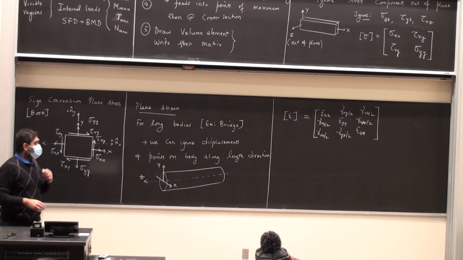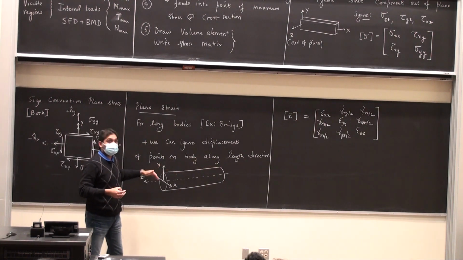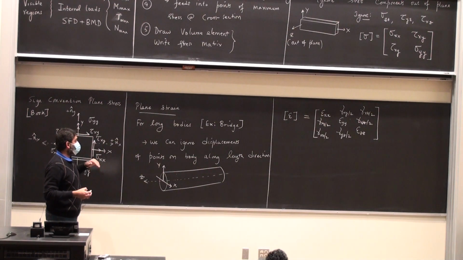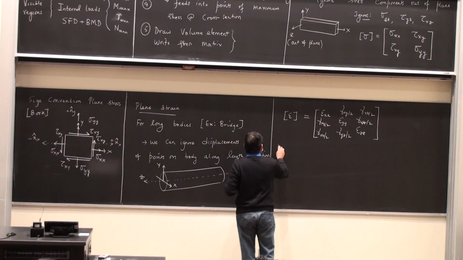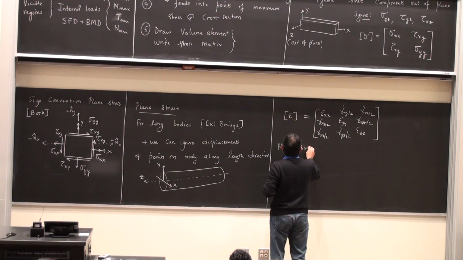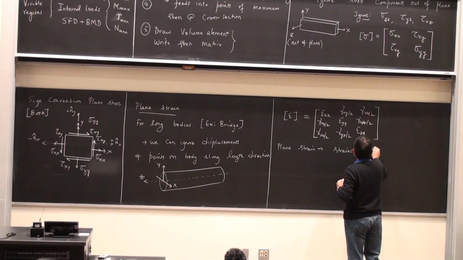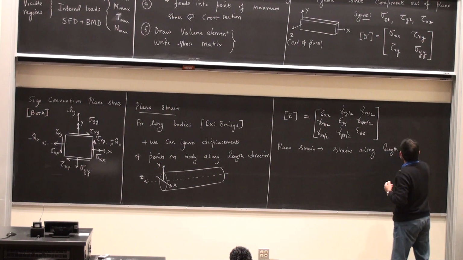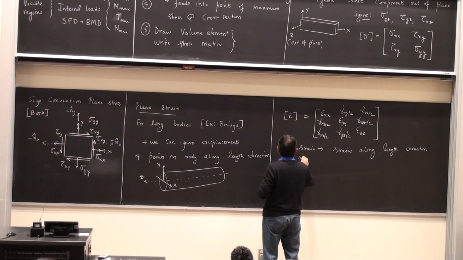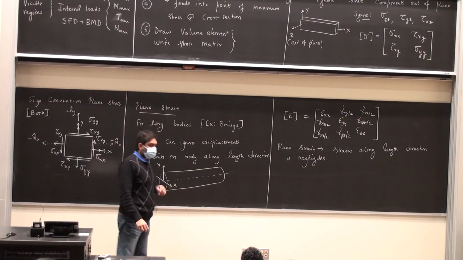Okay. If I am assuming a state of plane strain where the body is much, much longer compared to its cross-sectional dimensions, then I can say that the strains along the length direction are negligible. Okay, so plane strain. Strain along the length direction is negligible.